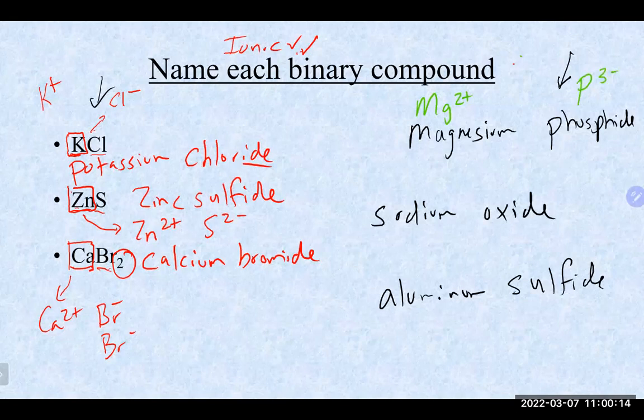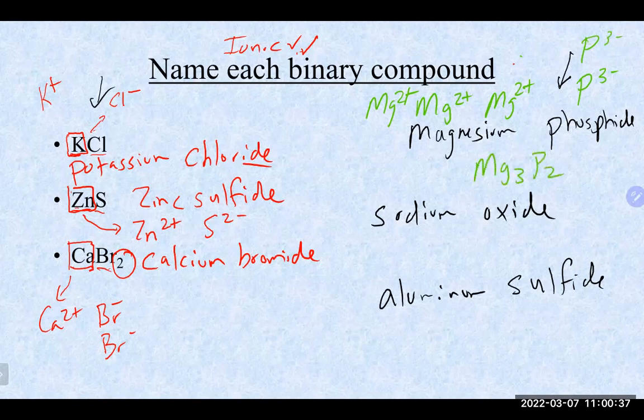In this case, we want to put these guys together to get us to 0. Easiest way to do that is to get everybody basically to 6. So for magnesium to get to 6, we don't need 1 or 2, but we actually need 3 magnesiums to get us to +6. To get the phosphorus to -6, you need 2. And we end up with Mg3P2. Any questions on that there?